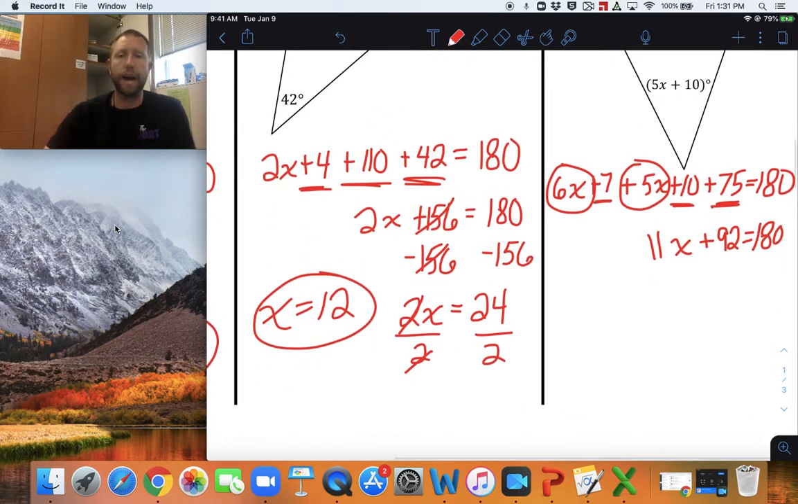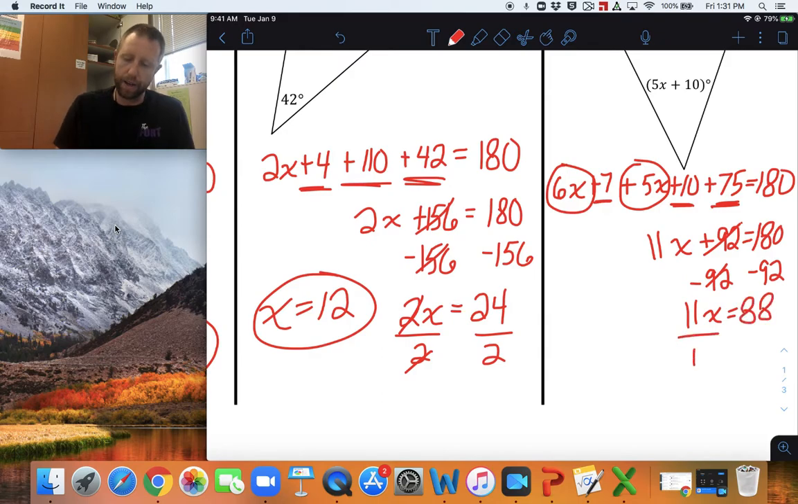And now it's just a two-step equation just like the second example. I'll start by subtracting 92 from both sides. Remember, my job is to isolate the variable. I'm left with 11x equals 88. I'm going to divide both sides by 11 for my last step. And I get x equals 8.